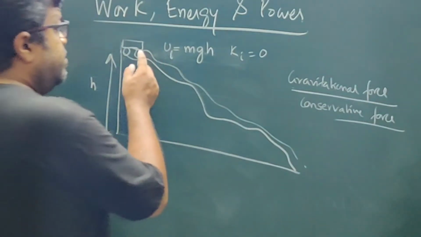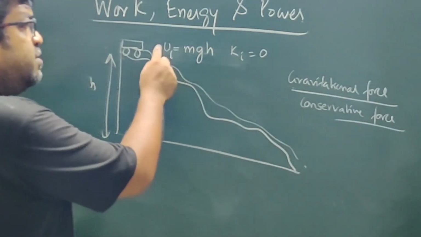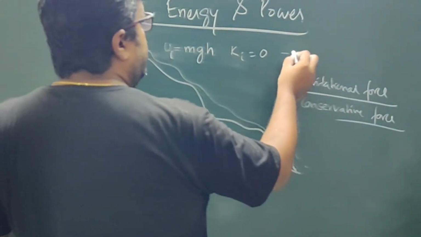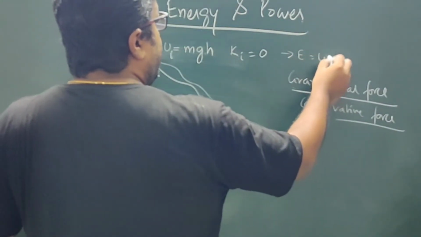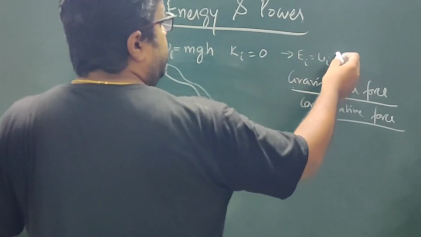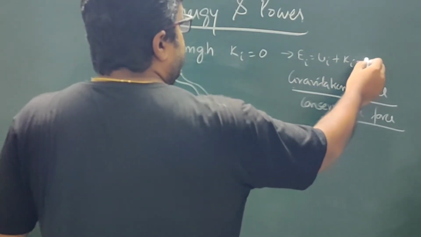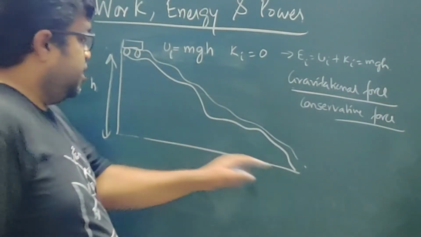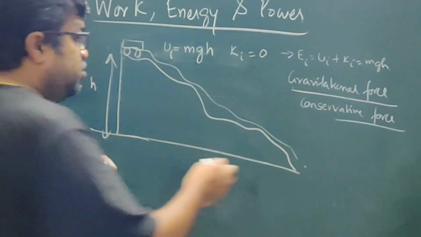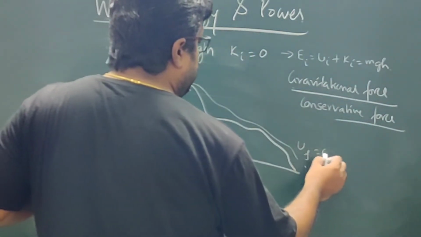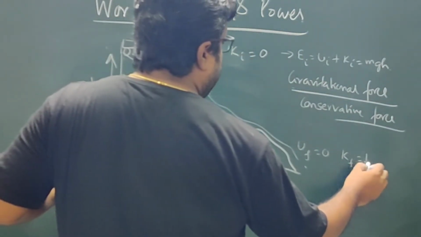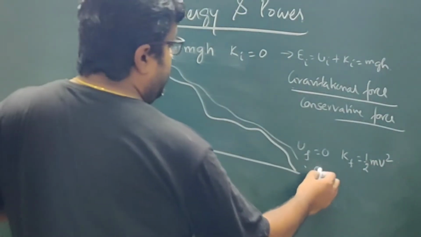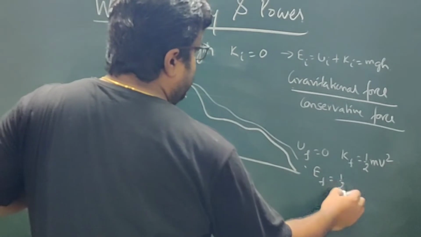So what is the initial total energy? If I add these two, total energy E is equal to Ui plus Ki, which is mgh. Now when it reaches this point, this is the zero height level, the ground level. So here potential energy is equal to 0, and kinetic energy is half mv square. So the final energy, E final, is equal to half mv square.